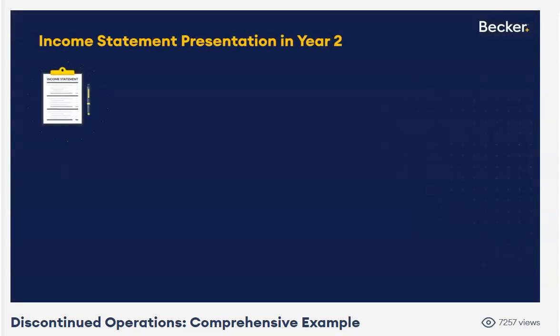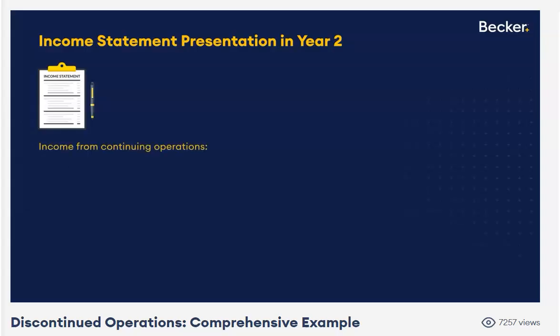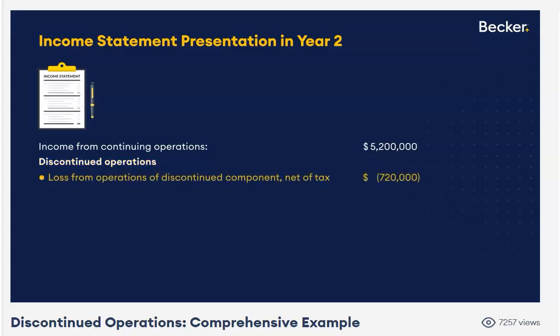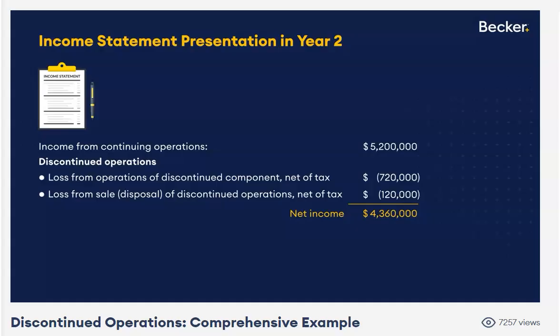And then what would the year 2 income statement look like? You have your income from continuing operations after tax. That was given in the very first slide, 5.2 million. We didn't have a trial balance for that. That number we couldn't back into. That was given, 5.2 million. Now your discontinued operations. Again, loss on operations net of tax. Then you have your loss on the disposal net of tax. So you take your 5.2 million income from continuing operations, albeit after tax, minus the 720, minus the 120. Year 2, your net income, 4.360.